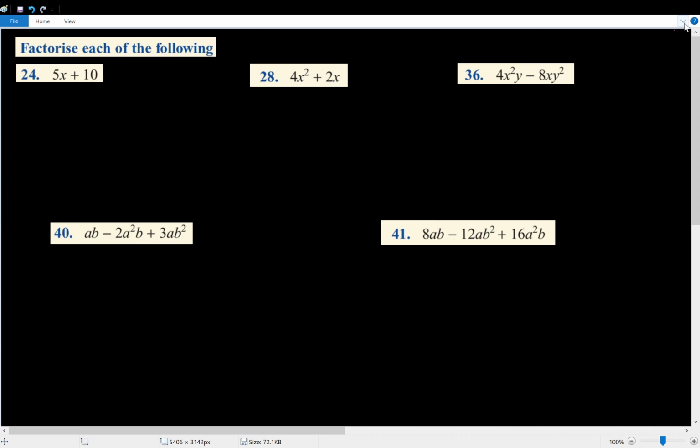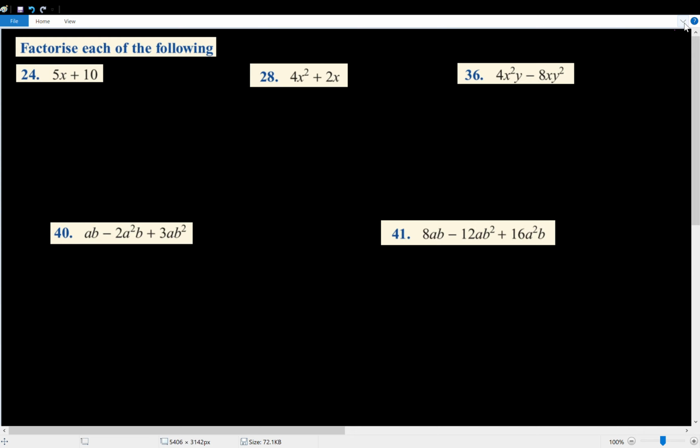This is questions 24, 28, 36, 40 and 41 from exercise 1.1 in Project Maths 2. We have to factorise each of the following. In each of the cases that we have here, we're going to be looking at highest common factor to solve each of these out. So we'll go to 24 and look at this one first.